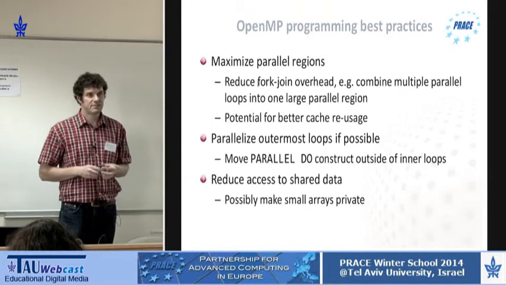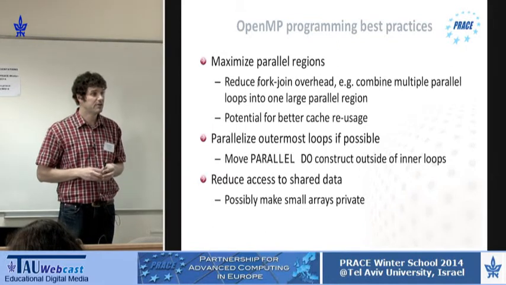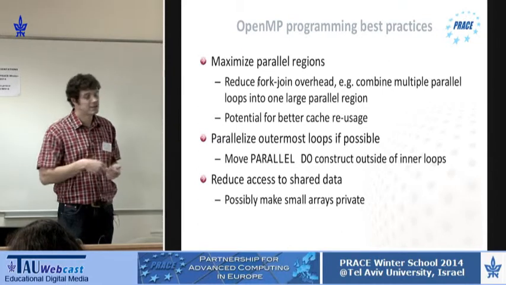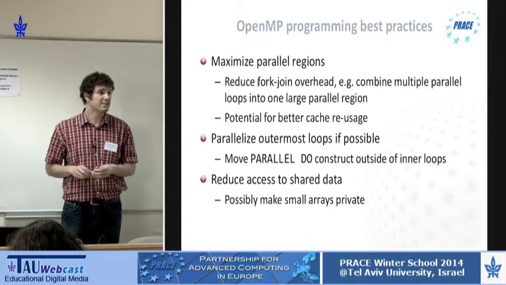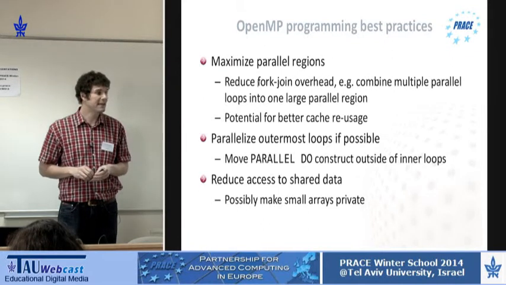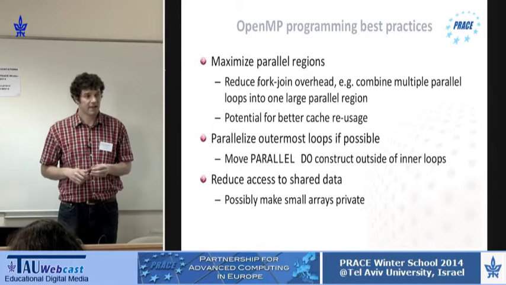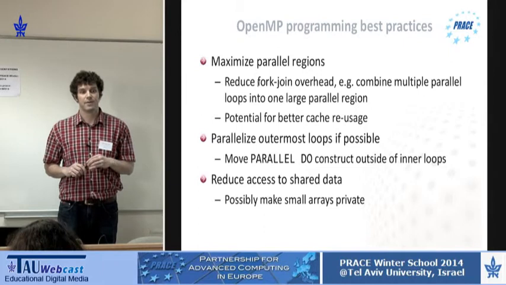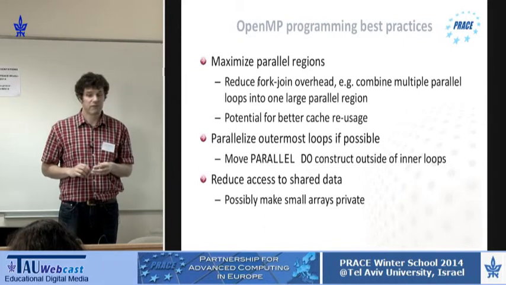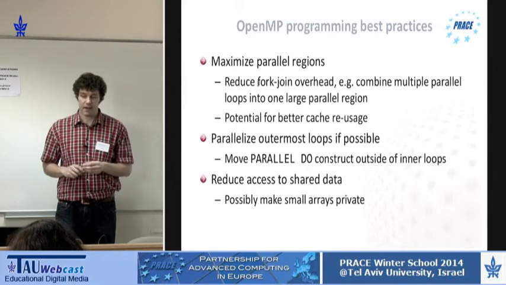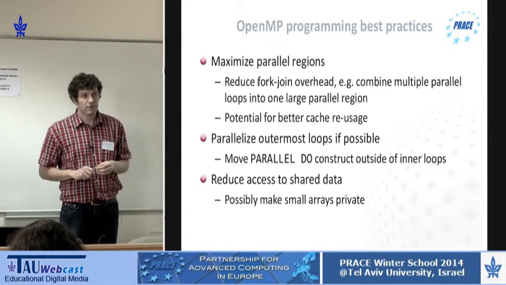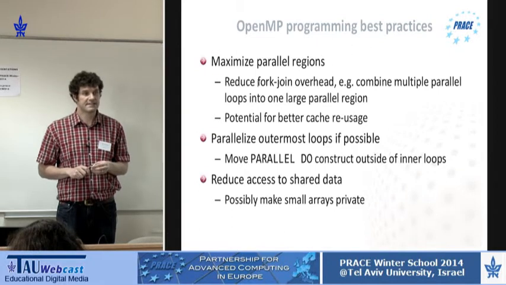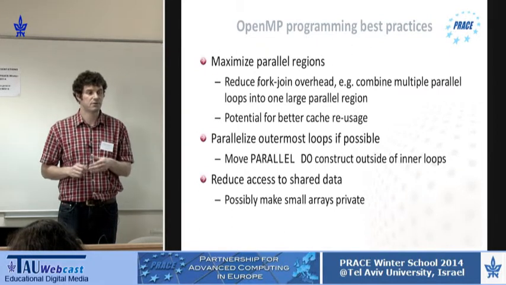There was already this question of how one should actually write an OpenMP program. These are not any strict rules, but best practices, rules of thumb that in many cases have turned out to be good. One is to really maximize the parallel regions, so not launch and destroy threads every now and then. Try to parallelize always the outermost loops, if possible. It's also actually possible to parallelize over multiple loops.